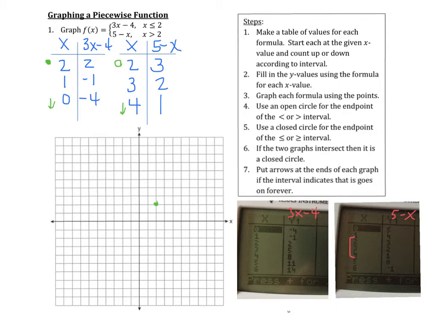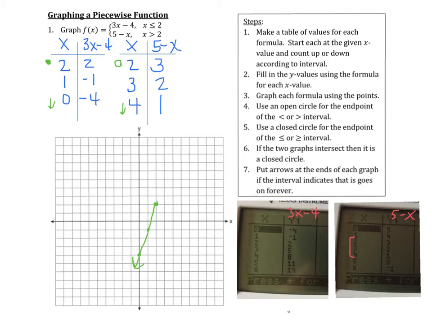1, negative 1, and 0, negative 4. Okay, now I want a closed circle where it needs to end when x is 2, and it needs to go on forever after the 0, negative 4. So I'm going to draw in my line starting here, and continue it like that. So that is the first formula, the 3x minus 4, only graphed when x is less than or equal to 2.